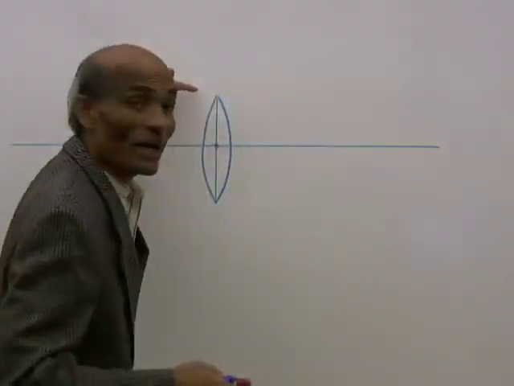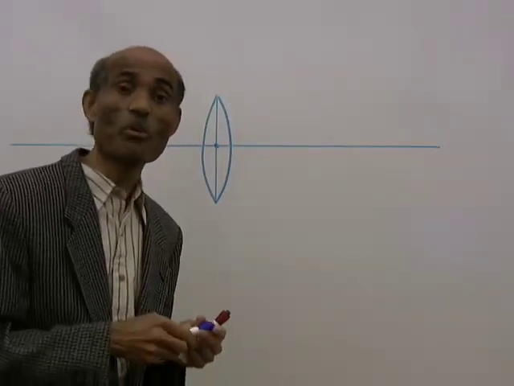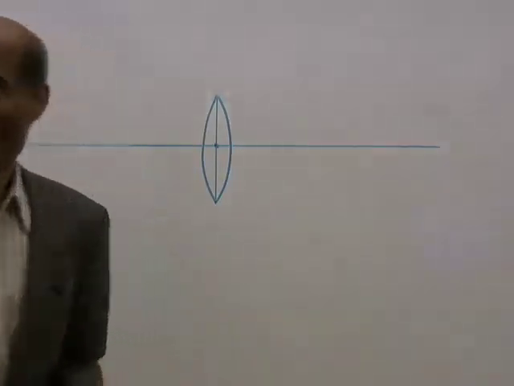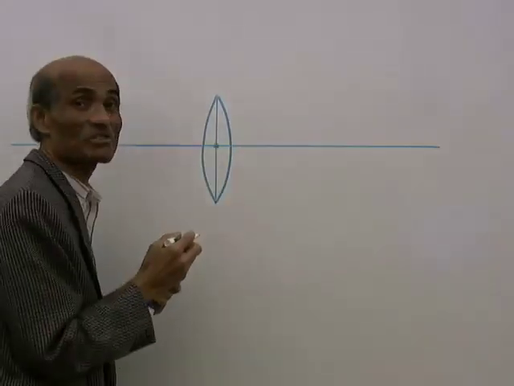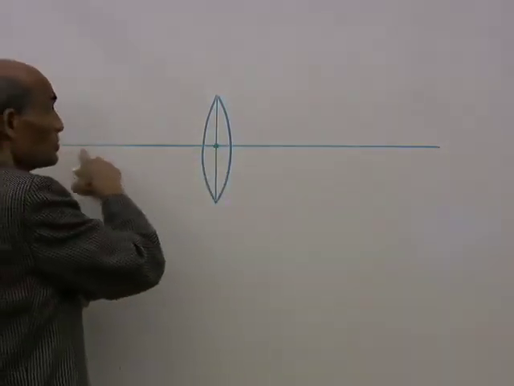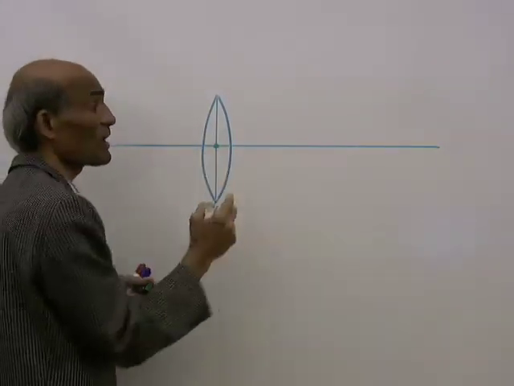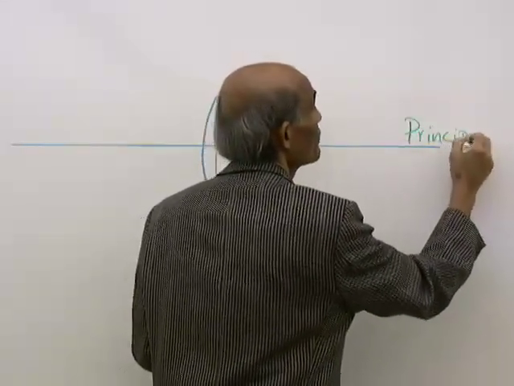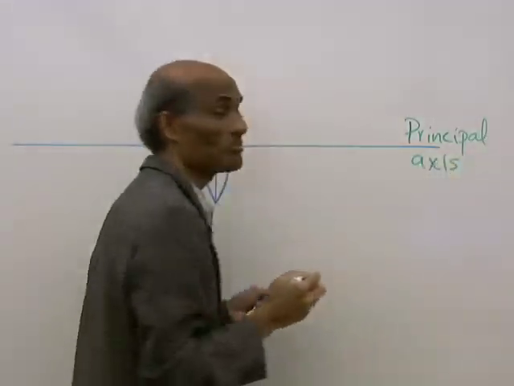Now, I can draw a convex lens like this. Let's talk about some of the important terms that we use in connection with a convex lens. One term that we will be using is, of course, the center of the lens. An axis that passes through the center of the lens, a horizontal axis, is called the principal axis of the lens. The principal axis. So a lens has a principal axis.